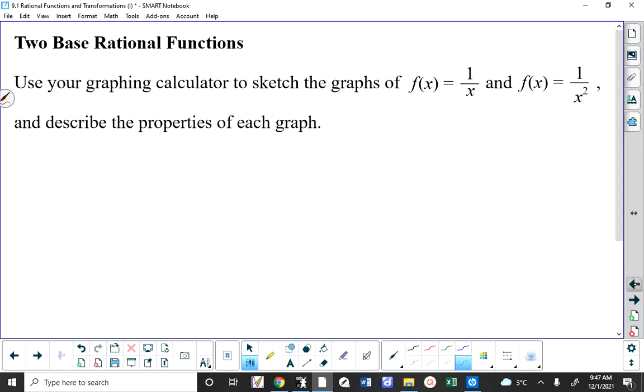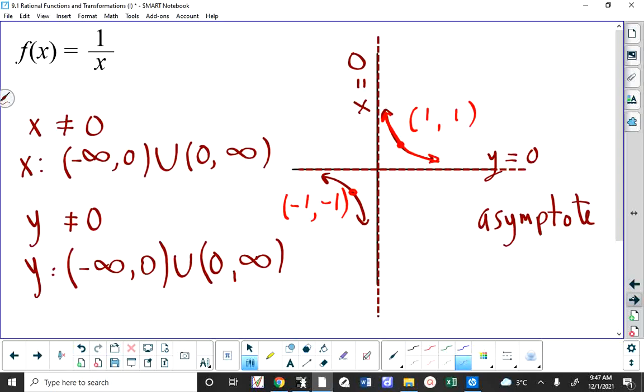And I'm going to pause there and ask if anybody has any questions with those two sets of graphs. All right.